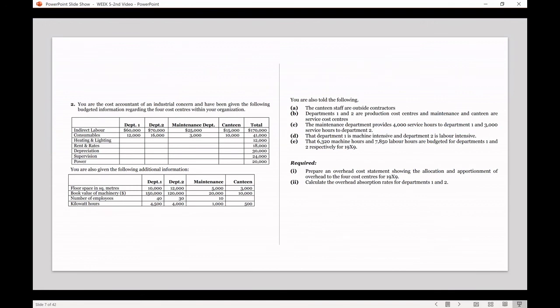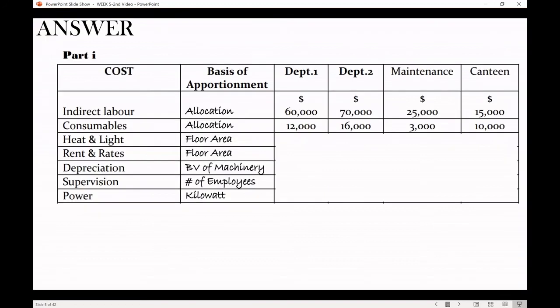And power that we went through before would more than likely be kilowatts, right? So now we would have determined our basis of apportionment. Now we know that, and now we can go ahead and split the cost. I'm going to do heat and light for you, and then you'll do the rest, because knowing one is the same way we're doing the others, right?